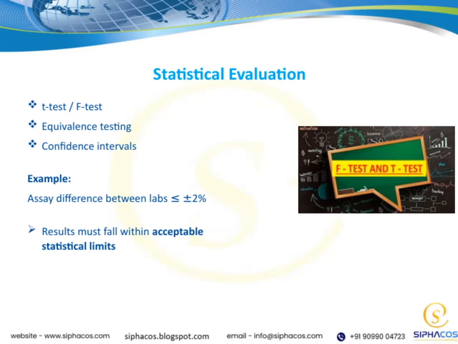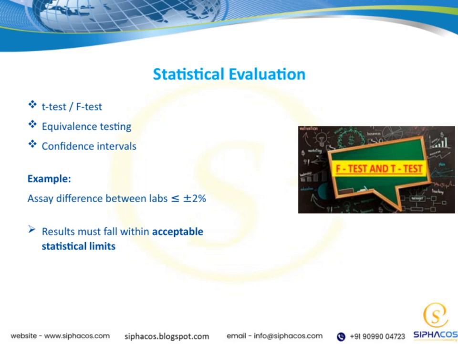Let's now look at the statistical evaluation methods we use to ensure our data is reliable. First, we have the t-test and f-test, which are fundamental tools for comparing groups and checking for differences or variances. These tests help us determine if observed differences are statistically significant or just due to random variation.